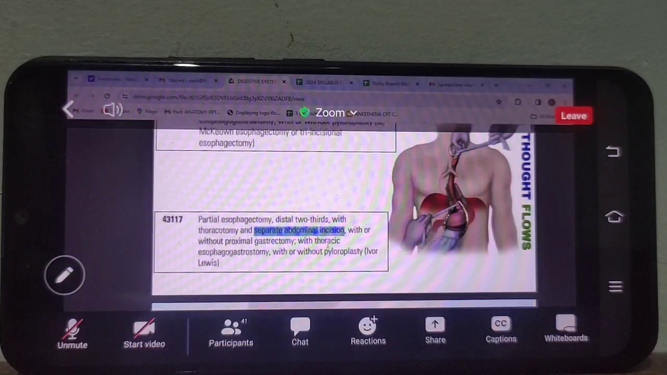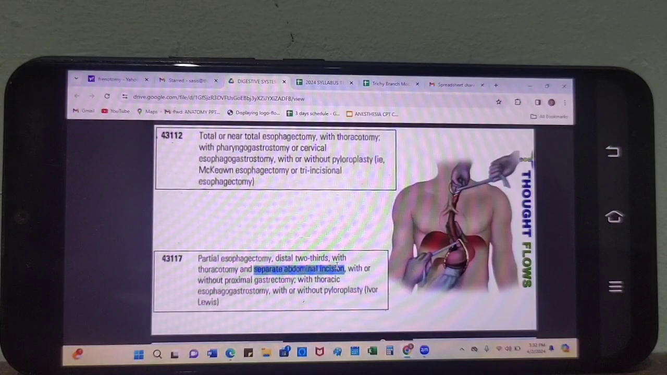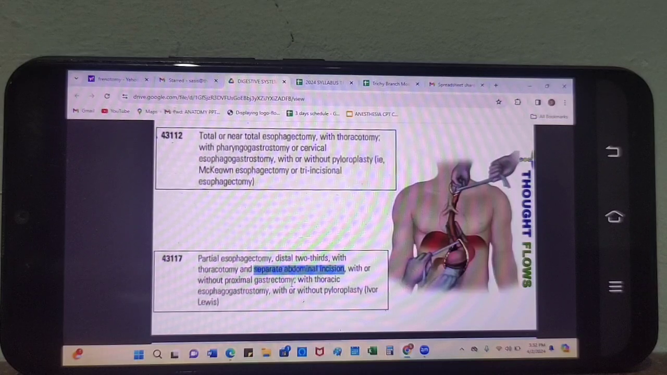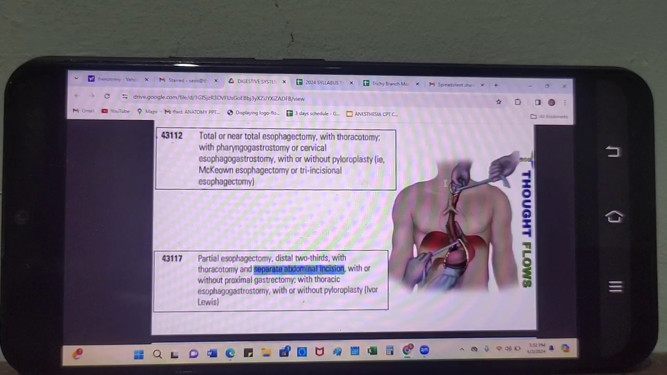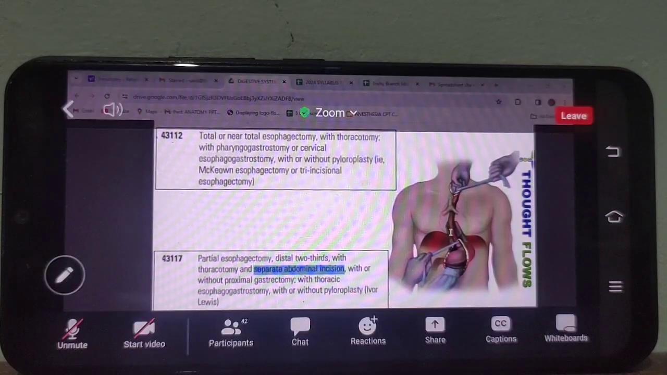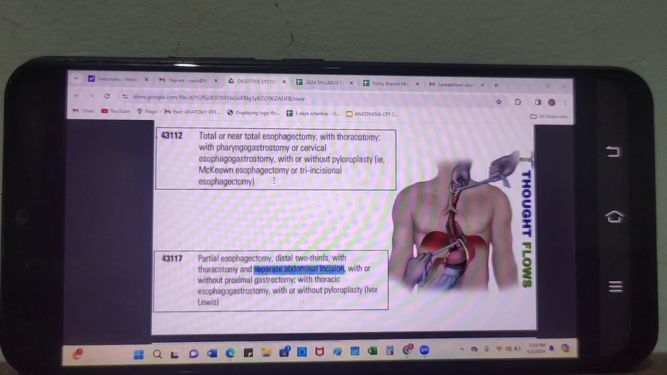And in 43117, the surgeon makes a cut on the chest and abdomen. See, this is the esophagus. The surgeon makes a cut on the thorax and the abdomen to partially remove the esophagus. For partial removal of the esophagus, the surgeon makes two incisions, one on the thorax and another on the abdomen. Go for 43117.